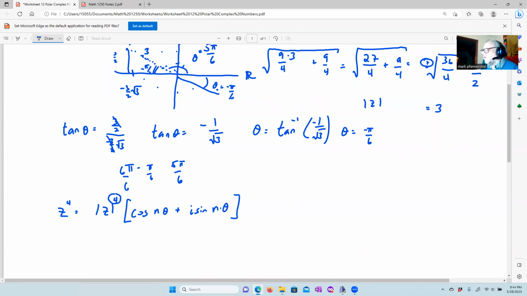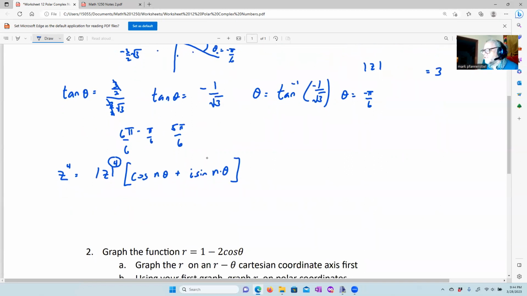So all I'm going to do is say, well, that's 4 times 5 pi/6. So this is going to turn into 3, because that's the modulus that I got, to the fourth, and then we're going to have cosine of 4 times 5, that's 20 pi/6, plus i sine of 20 pi/6.